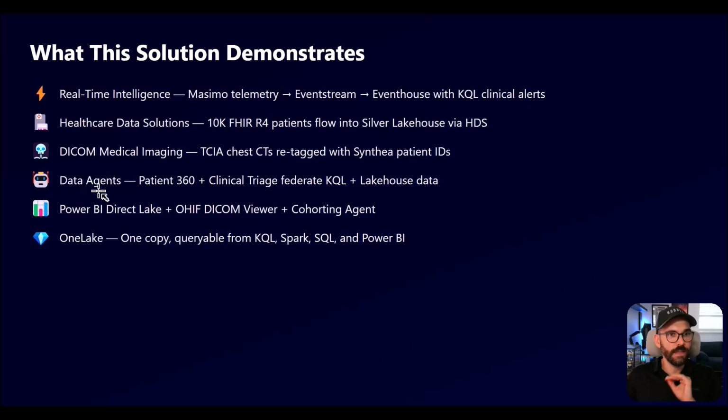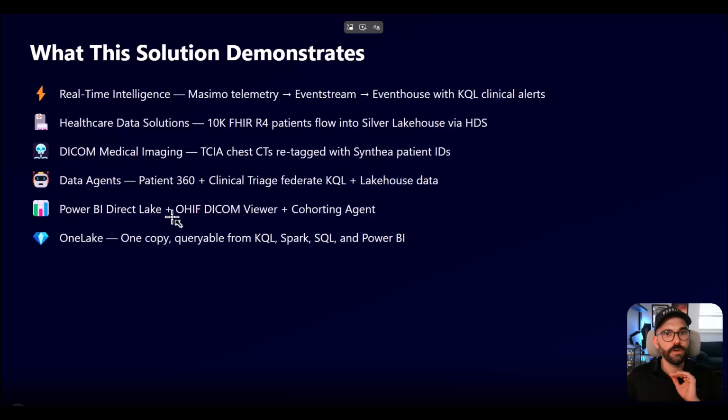Artificial intelligence agents, Power BI Direct Lake, and OHIF, which is an open source freebie DICOM viewer for viewing radiological imaging, an agent that's inside of Fabric that helps cohort all of your studies together, and then underpinning everything is where we're storing all the data in Microsoft OneLake here. So this right here is kind of the key to where we can harmonize all of these different types of data. Isn't that cool? All right, let's keep going, shall we?